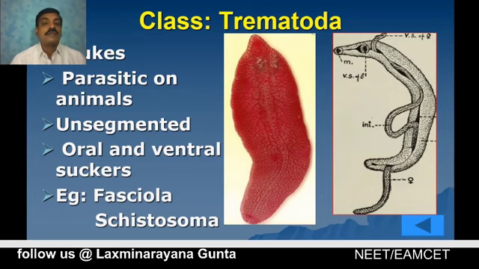Oral and ventral suckers are observed, unlike in Turbellaria, where suckers and hooks are absent. But in Trematoda, oral and ventral suckers are present. The ventral sucker is also called the acetabulum.